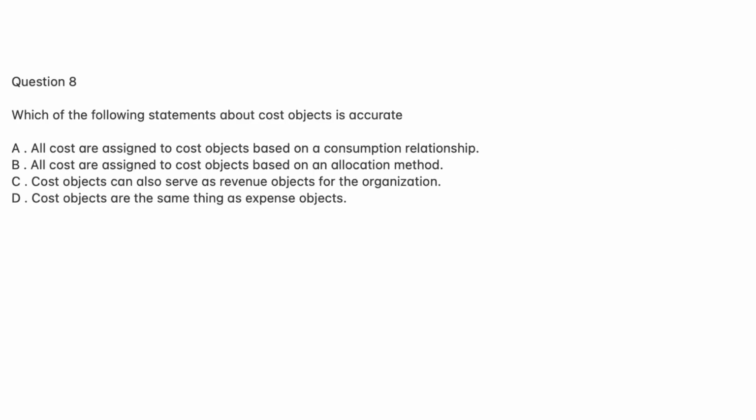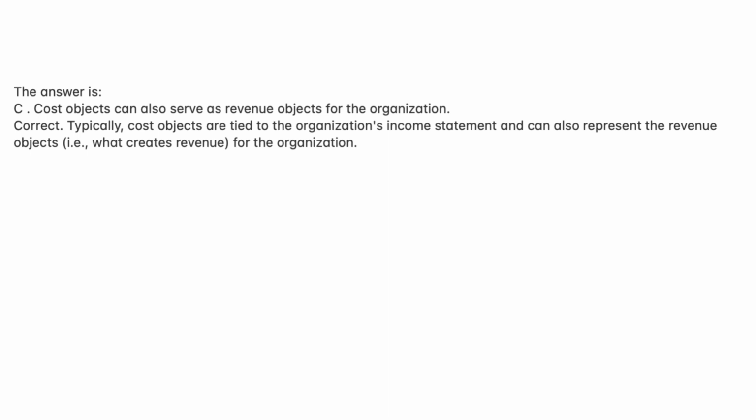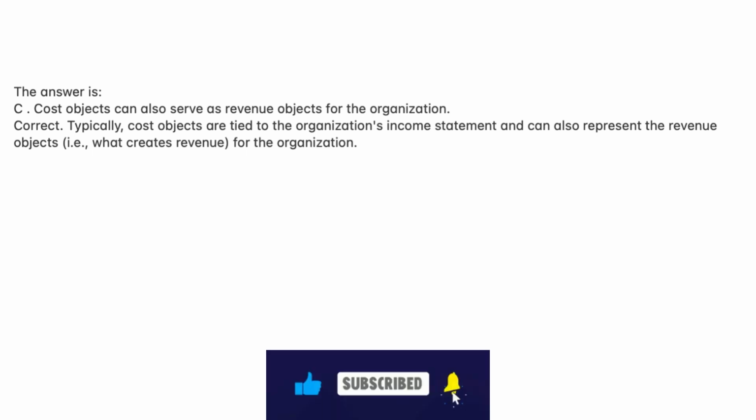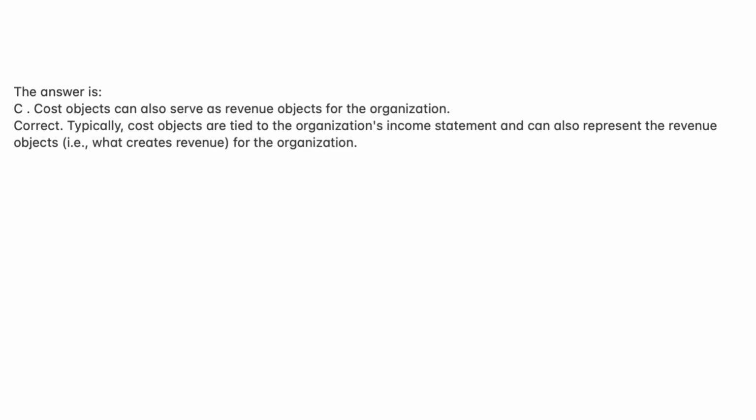Question 8. Which of the following statements about cost objects is accurate? A. All costs are assigned to cost objects based on a consumption relationship. B. All costs are assigned to cost objects based on an allocation method. C. Cost objects can also serve as revenue objects for the organization. D. Cost objects are the same thing as expense objects. The answer is C. Correct. Typically, cost objects are tied to the organization's income statement and can also represent the revenue objects, i.e., what creates revenue, for the organization.